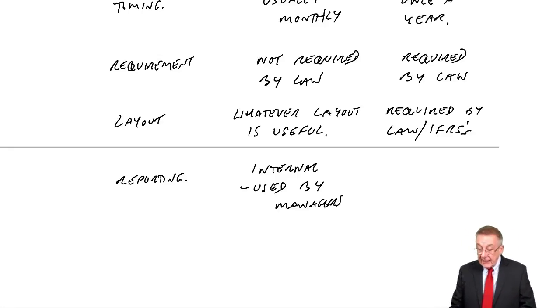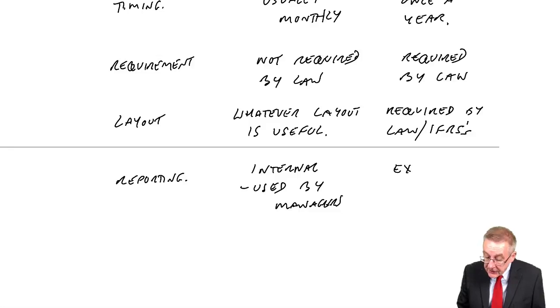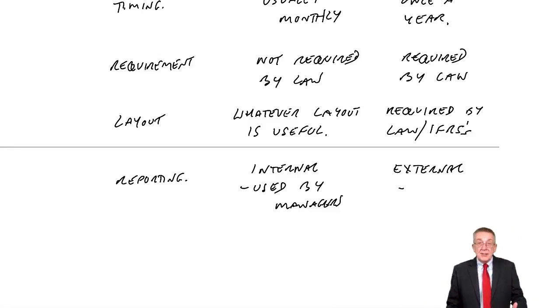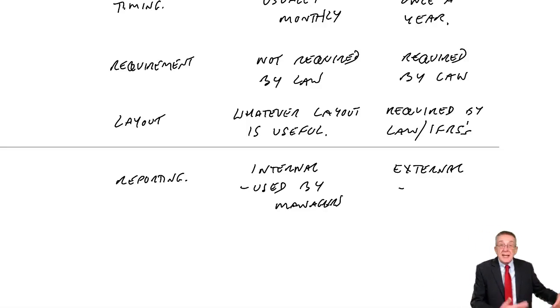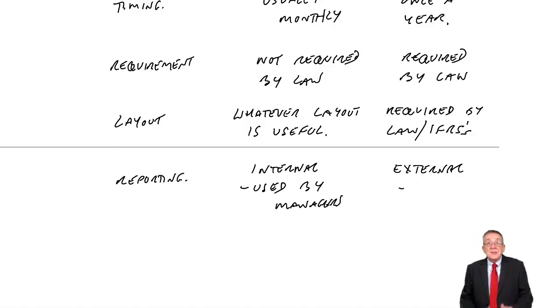Whereas the financial accounts, it's what we call external reporting, in that management will see them obviously, but they'll get sent to the owners, shareholders, all the people listed on the previous page. They'll be able to see these accounts. They're publicly available.